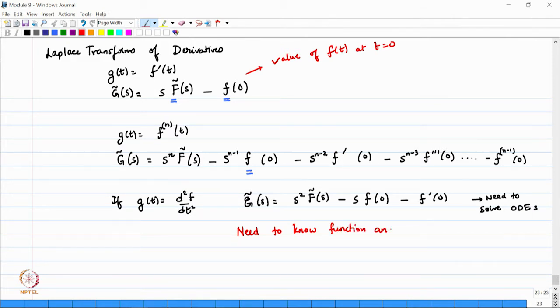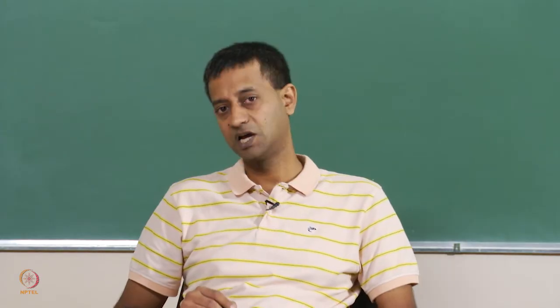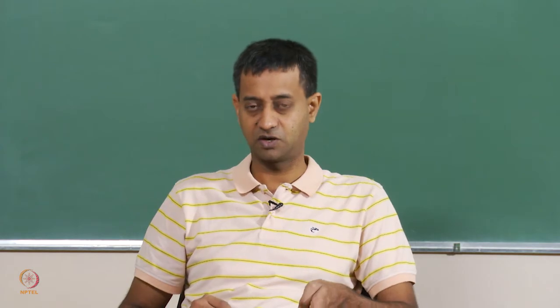Function and its derivatives at t equal to 0 to calculate the Laplace transform of derivatives. Okay, so you need to know the function and its derivatives at t equal to 0, only then you can calculate the Laplace transform. And so, what this means is that if you want to use the Laplace transform to solve differential equations, you need that boundary condition or that initial condition.